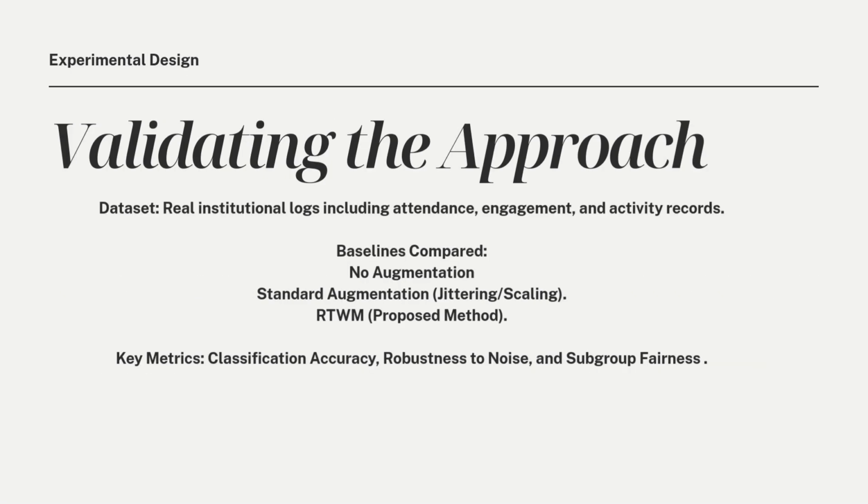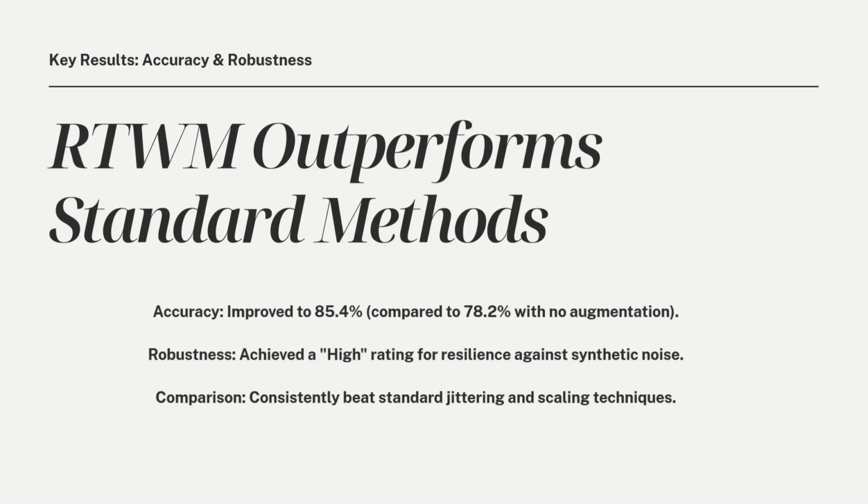Experimental design. So let's validate the approach. We didn't just theorize this, we rigorously tested it using institutional SIS datasets that include real attendance and engagement records. We completed three specific scenarios. First, a baseline model with no data augmentation. Second, a model using standard techniques like jittering and scaling. And finally, our proposed RTWM method. We evaluated these models based on three critical metrics: classification accuracy, robustness to synthetic noise, and fairness across student subgroups.